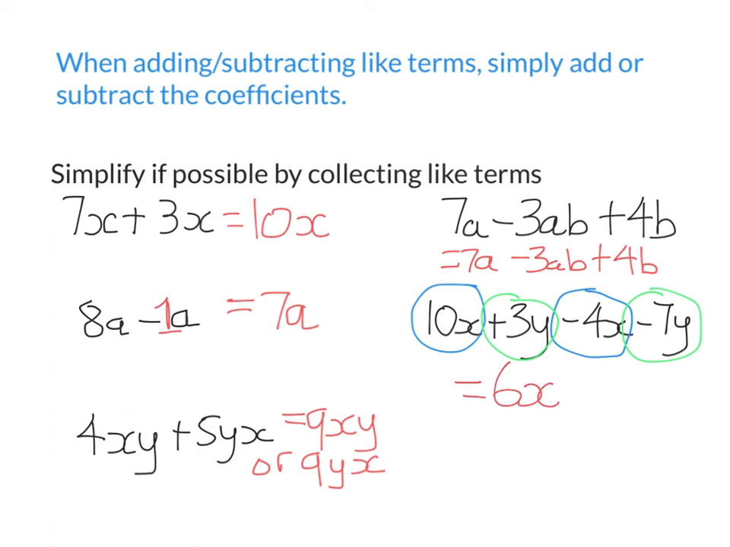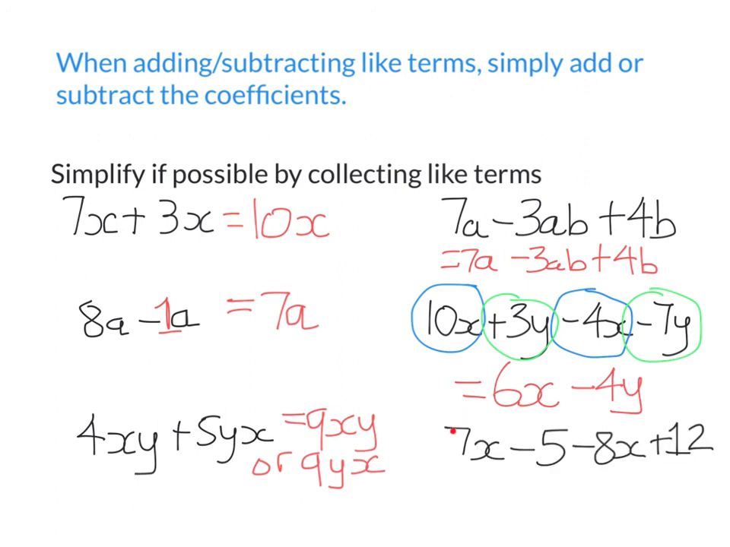And then we have 3y minus 7y. So again, we're just going to perform the operation on the coefficients. So we go 3 minus 7. Hopefully you remember from directed numbers, that's minus 4. So we get 6x minus 4y. I can't simplify this answer. These two are not like terms.